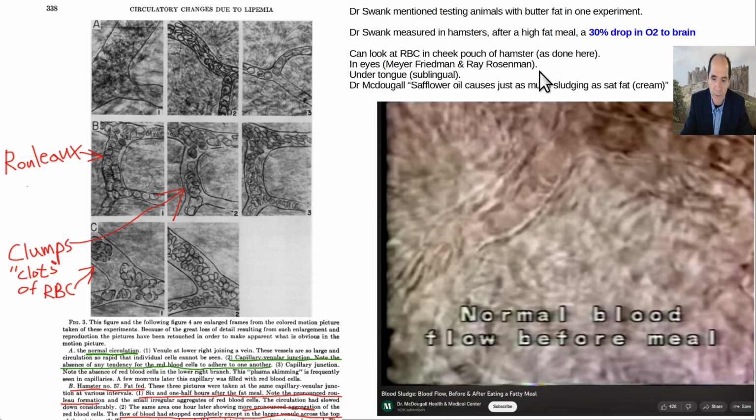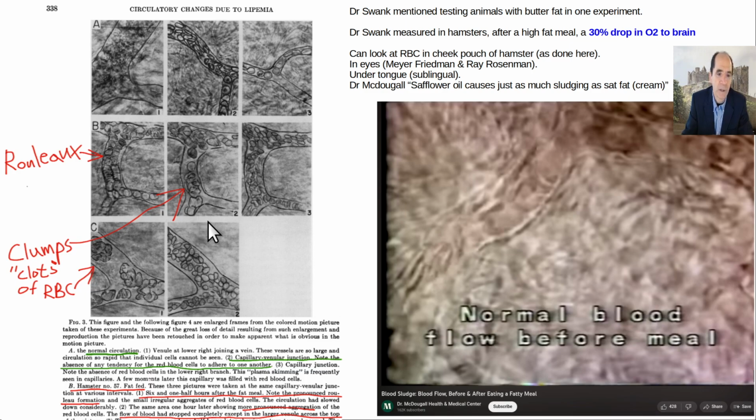Okay, Ray Rosenman and Meyer Friedman are ophthalmologists, and they found by looking at the eyes with an 80-fold microscope when the patients ate these high-fat diets, and it included omega-6 fats, these cooking oils, they had a markedly diminished blood flow to their tissues. Okay, you can watch this one particular movie. Just go to the Dr. McDougall YouTube channel. The movie's called Blood Sludge. Before and after eating a fatty meal. It's only about 50 seconds, but you remember it the rest of your life.